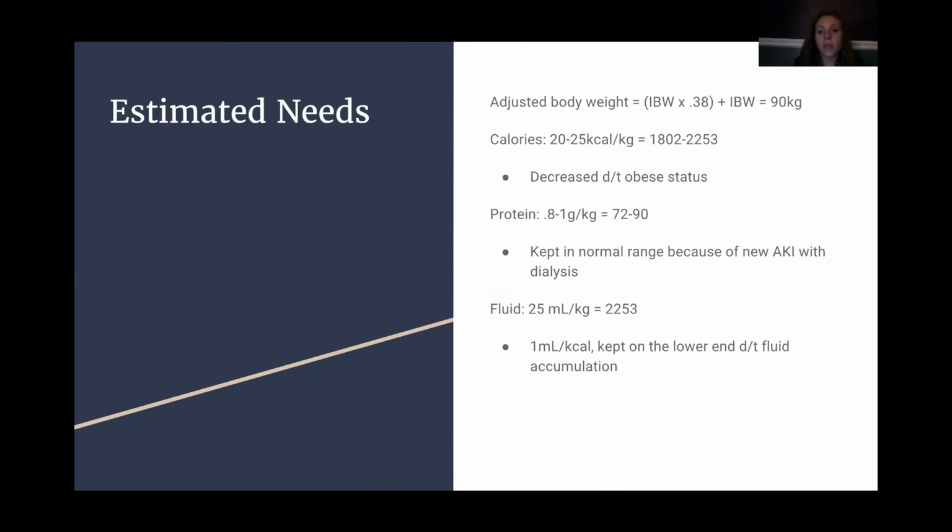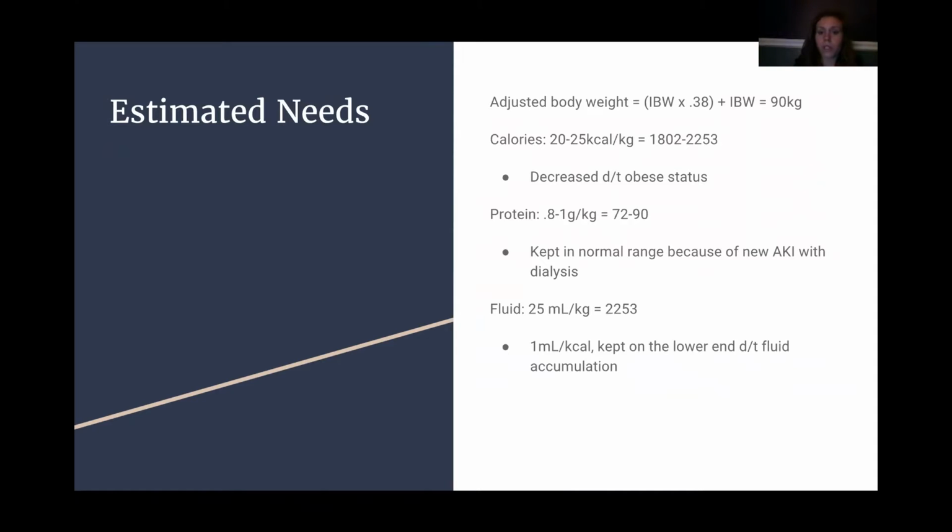So for his estimated needs, we adjusted his body weight due to the BMI of greater than 30, and we got his adjusted weight to be 90 kilograms. Because he was obese, we decreased his caloric intake to 20 to 25 calories per kilogram. So we got about 1,800 to 2,200 calories per day.